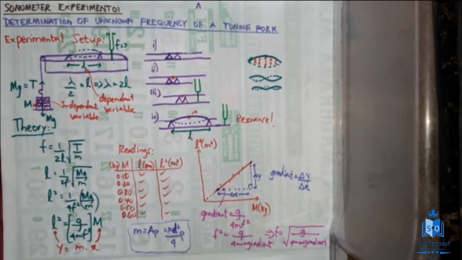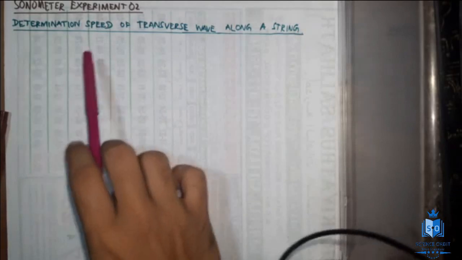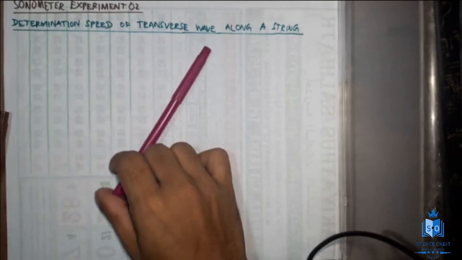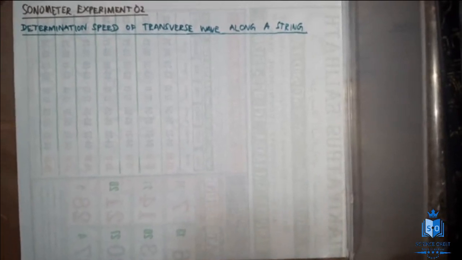Okay, the other things you can read in your practical manual, and if you have any doubts, you can ask me later. The second experiment under sonometer will be determination of speed of a transverse wave along a string. So, we are going to find out experimentally the speed of a transverse wave along a string. That is what we are going to do in this experiment.